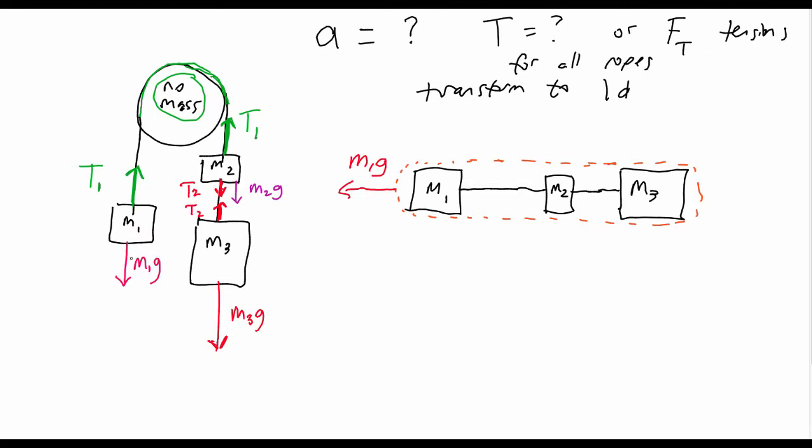What other forces are acting on the system? Well, M2G is in fact acting on the system, and that is pulling it out this way. M2G this way. Are there any other forces acting on the system? Well, of course, we have M3G. Let's go ahead and draw that in. M3G like this.